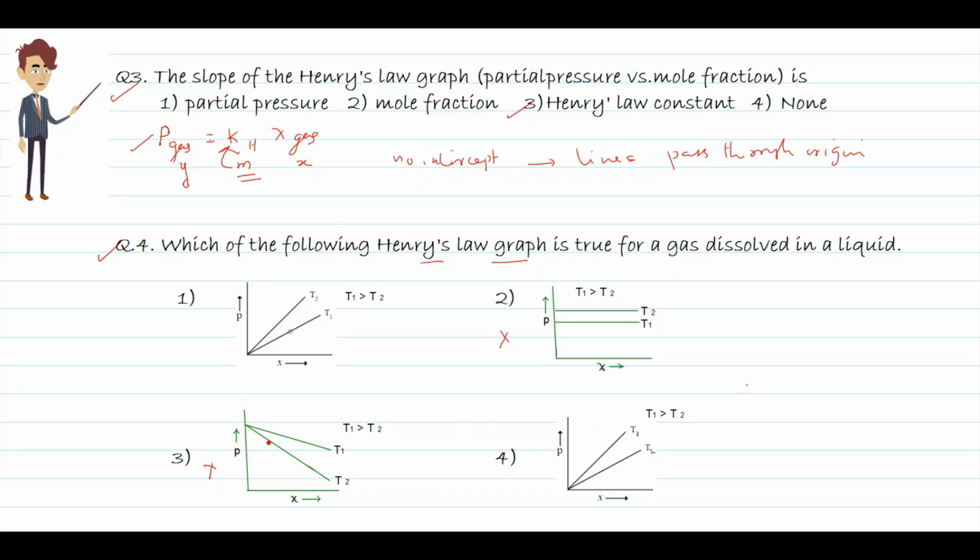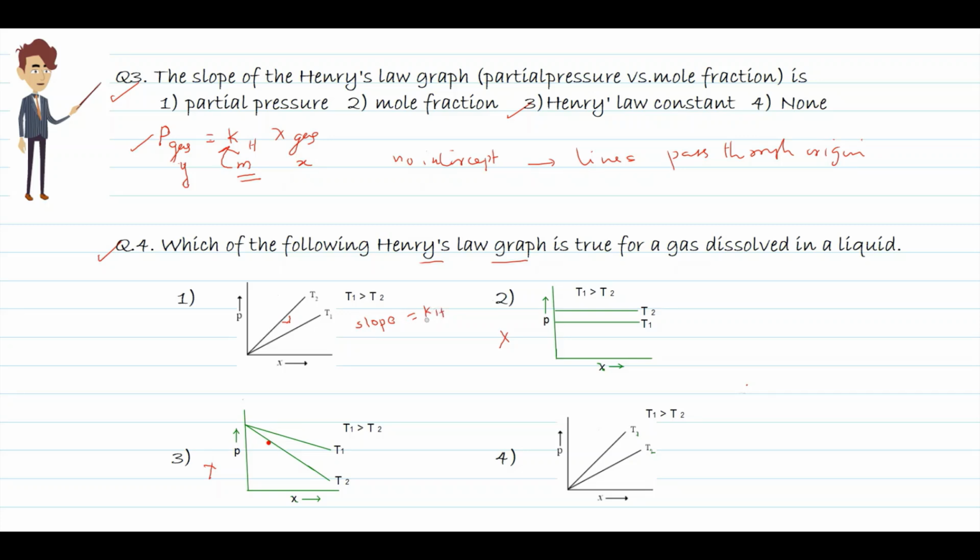For the graph given in option 1, you can see two lines, one line drawn at temperature T1, another line drawn at temperature T2. Can you say which line is having higher slope? Definitely, the line drawn at temperature T2 is having higher slope. What is the slope in Henry's law graph? We have already seen in question number 3, the slope of Henry's law graph is nothing but Henry's law constant Kh.